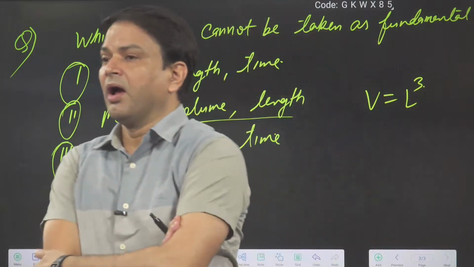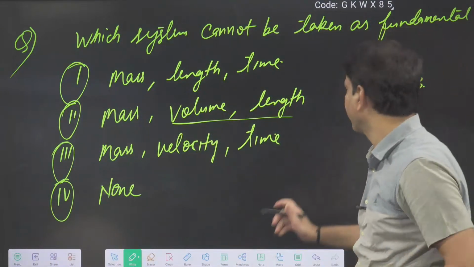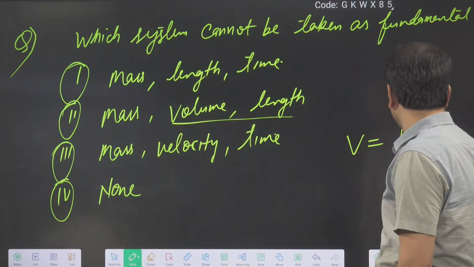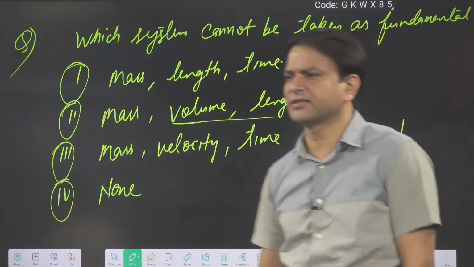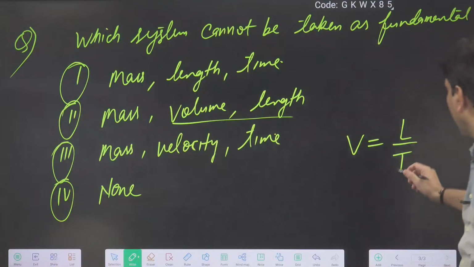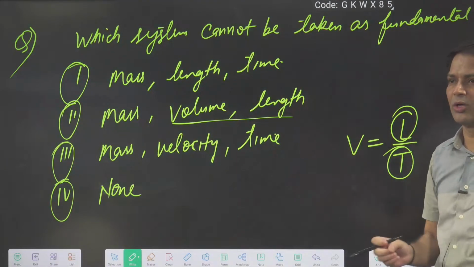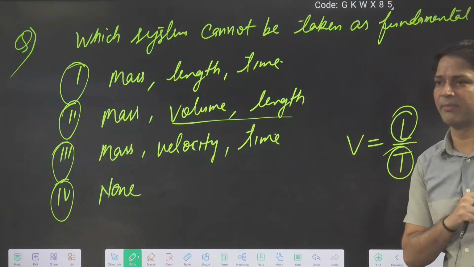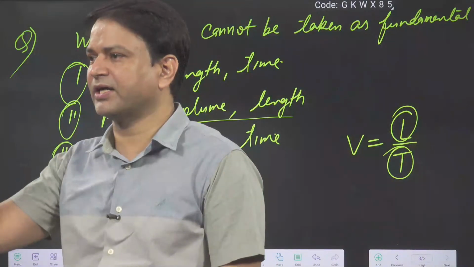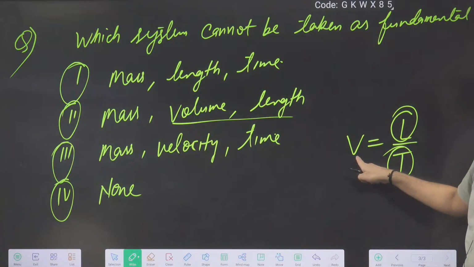Okay, now listen. Mass, velocity and time. Suppose you know the velocity formula. Velocity I can write as displacement upon time. Displacement we write as a length, so L upon T. Did everybody get this? Okay, now listen. If I am taking length and time as fundamental, as in our actual system, then velocity we can write as length upon time, L upon T. So if I am taking length and time as fundamental, then velocity is derived.